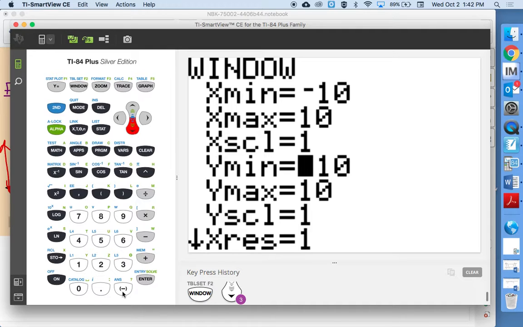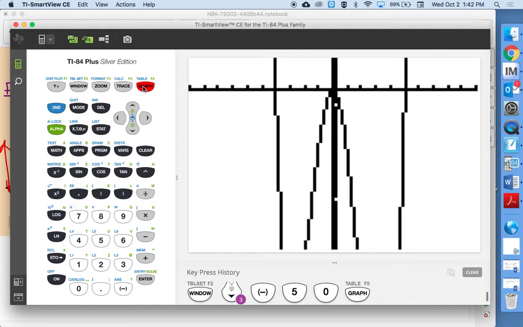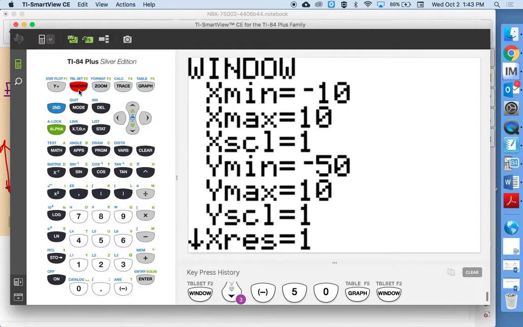So I'm going to try negative 50. I'm going to graph it. And then just kind of look. All right, well, definitely is getting better because these are getting closer together. But I still can't see the bottom. So go back to window. Try it a second time and pick another number. Sounds like some are getting pretty close, but not quite.